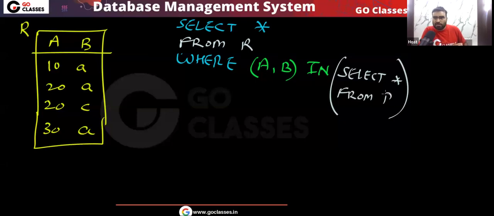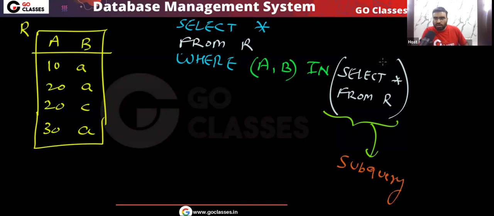Now this is fine. Select star from R. Is this clear? Now this is a subquery, and this is equivalent to R, remember. This is a subquery which is equivalent to R. Correct? Now you tell me what will be the answer.